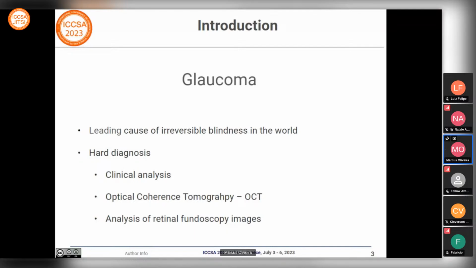Diagnosis is based on clinical evaluation, assisted by optical coherence tomography, the OCT. And what is the OCT? A costly examination that consequently is not accessible to the entire population. In addition to this approach, retinal fundus image analysis is also used. That is, the doctor manually examines various factors, including the extent of excavation, to determine the suspicion of glaucoma.